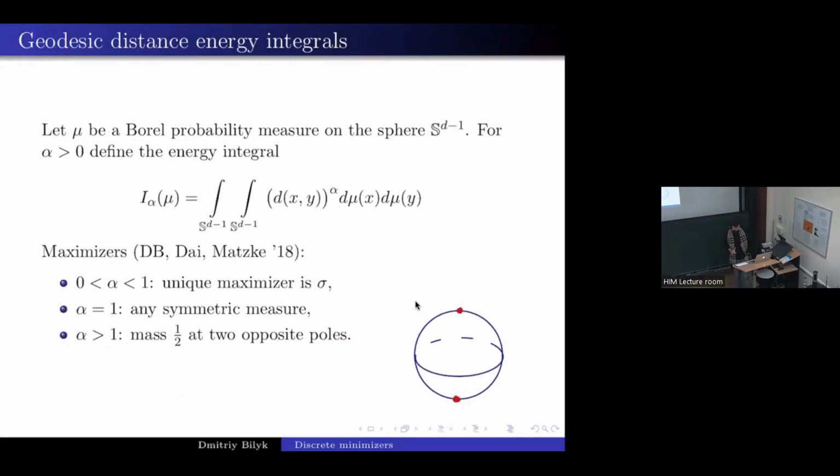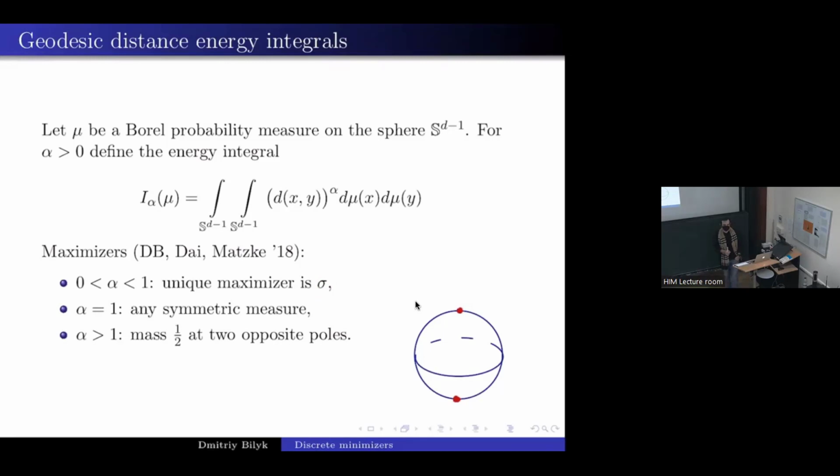This is a result by myself with Feng Dai and Ryan Matzke. So for this energy integral, where you replace the Euclidean distance by geodesic, the transition happens at alpha equal to 1. Below and above the transition point, the behavior is the same. Below you have the uniform measure, and above you have just 2 opposite poles. Those are the only maximizers.